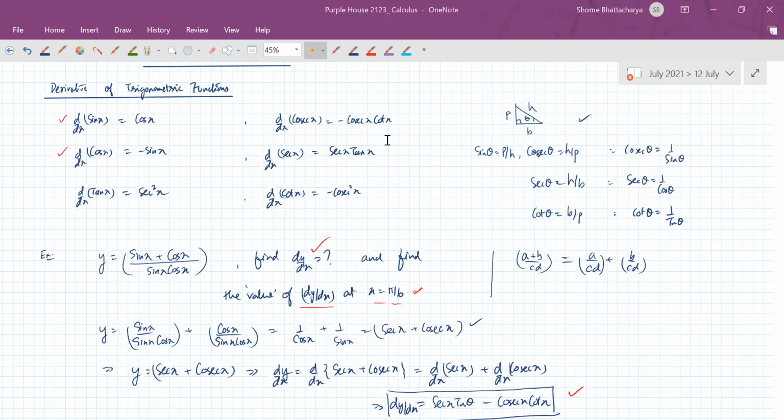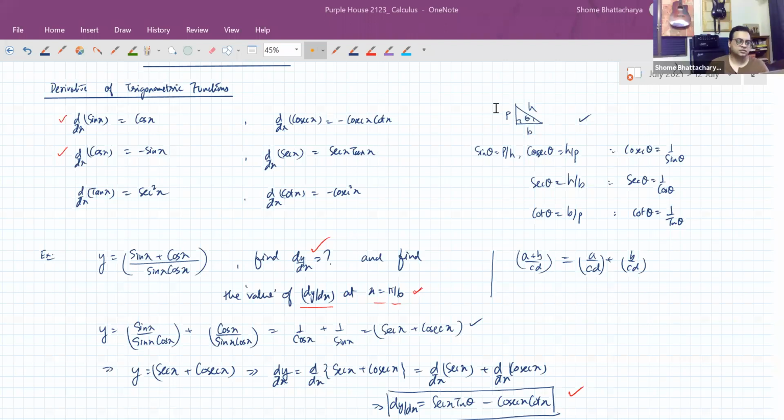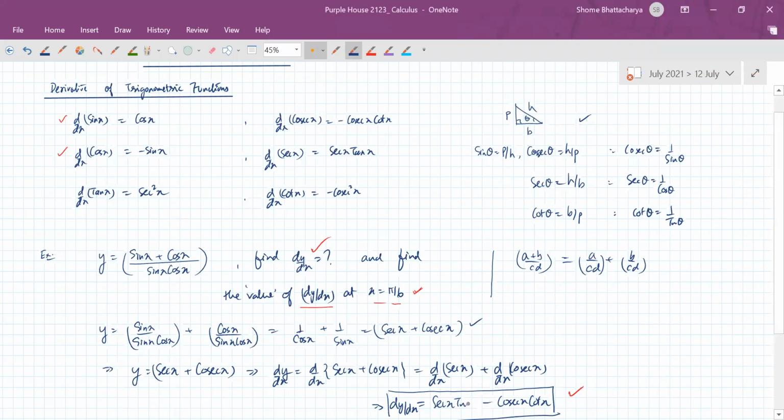Sir, in the answer dy by dx is equal to sec x, and after that what is it? It should be tan x. That's correct. It should be sec x into tan x. Yes, so tan x.